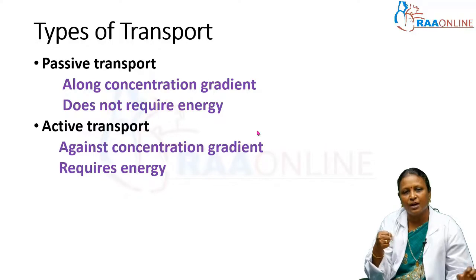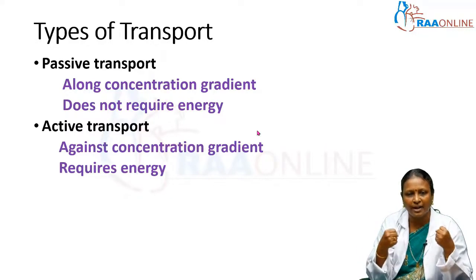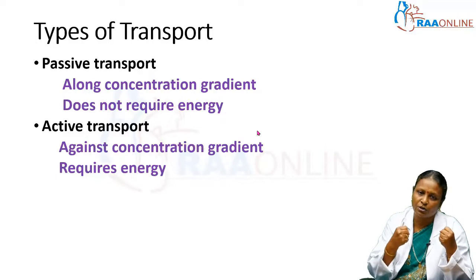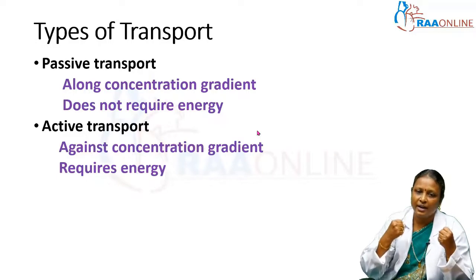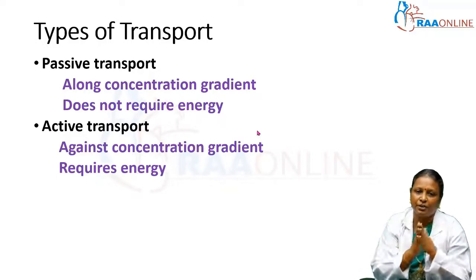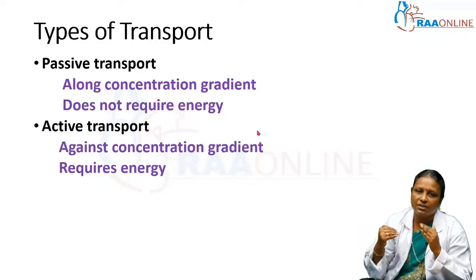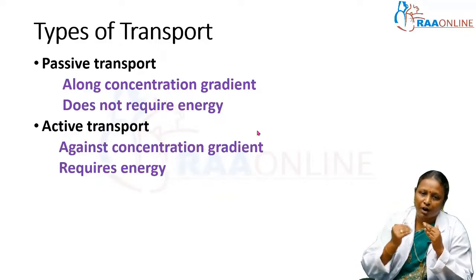Active transport is one where there should be some action. There is an energy expenditure. This energy expenditure is utilized for pushing the ions or molecules from an area of lower concentration into an area of higher concentration. So, this is active transport. In passive transport, it is occurring down the concentration gradient. Active transport occurs against the gradient. You call that uphill transport.